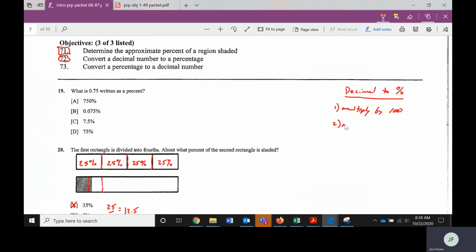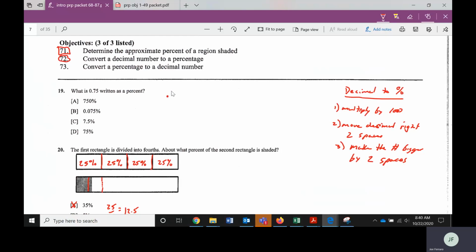Or you can think of the same way of doing that as move the decimal right 2 spaces, which is the same as make the number bigger by 2 spaces. So the percent is the bigger form of the number. If you have a decimal and a percent, the percent is the bigger form of the number by 2 spots.